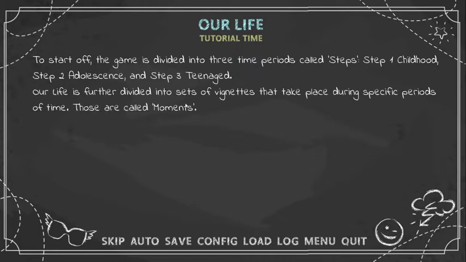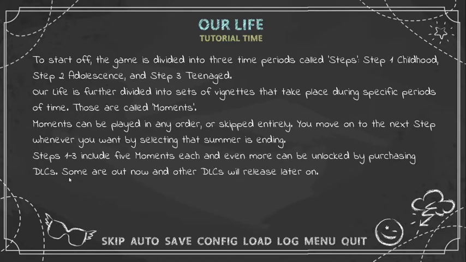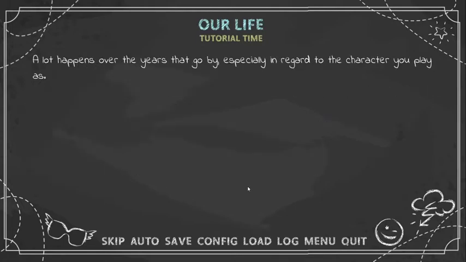Our Life is further divided into sets of vignettes that take place during specific periods of time. These are called moments. Moments can be played in any order or skipped entirely. You move on to the next step whenever you want by selecting that summer ending. Steps 1 through 3 include 5 moments each, and even more can be unlocked by purchasing the DLCs. Some are out now and other DLCs will be released later on.